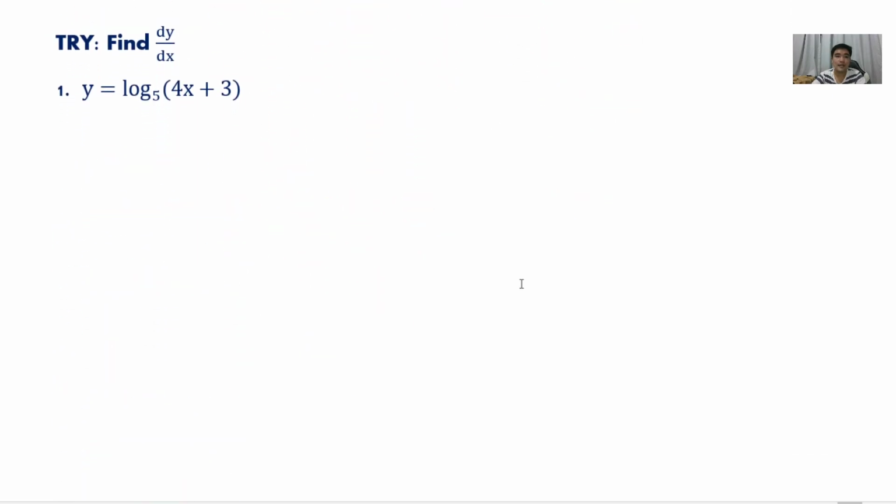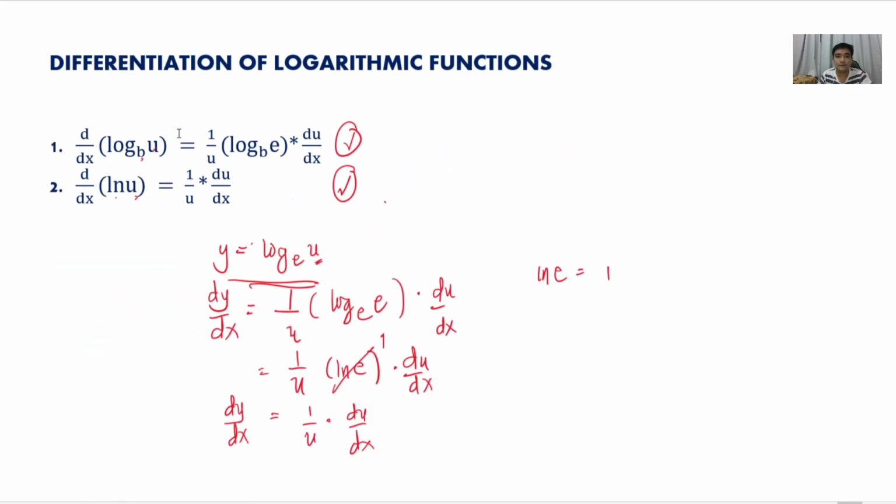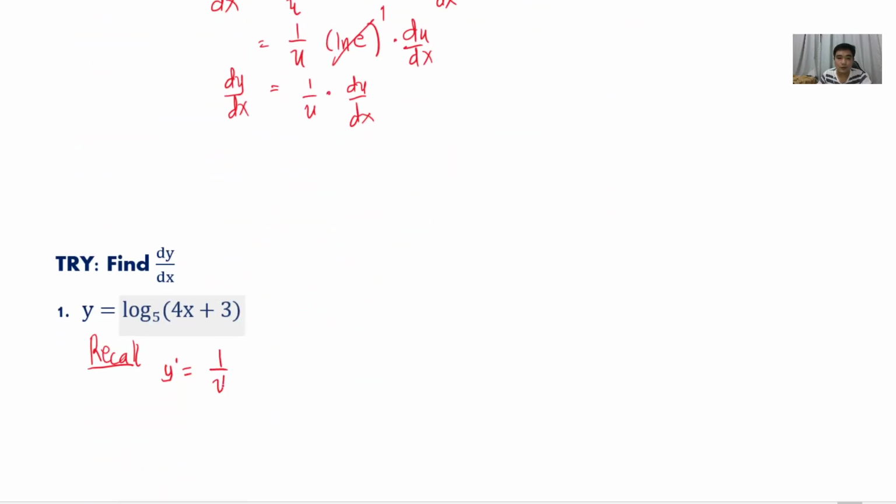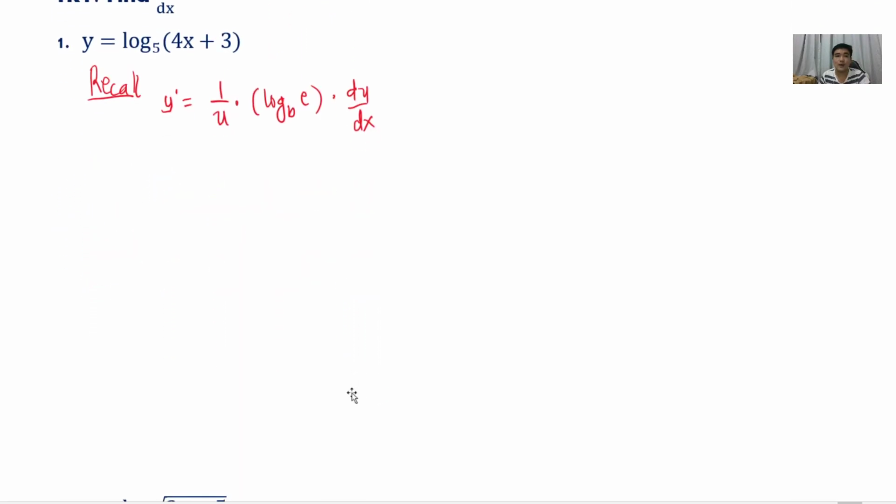This one. Okay. So, first, we have y equals the logarithm of 4x plus 3 to the base 5. So, recall tayo. Palitan ko lang itong ballpen ko. Red. Okay. Let's have a recall. Ano ang derivative na ulit ni logarithm? So, the derivative of the logarithm, class, is y prime ni logarithm is equal to, okay? Balikan mo ulit yan. That is 1 all over u times the logarithm of e to the base b times the derivative of u with respect to your x. Kaya yan yung ating y prime sa logarithm.